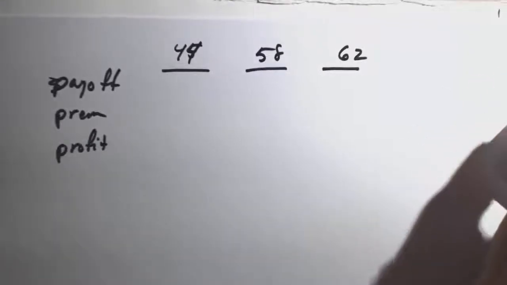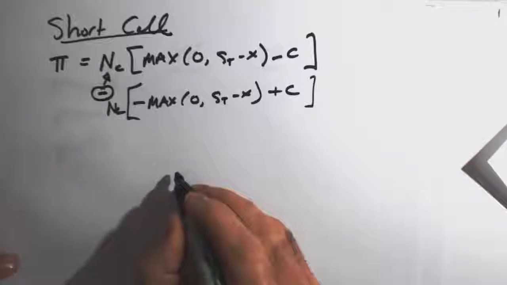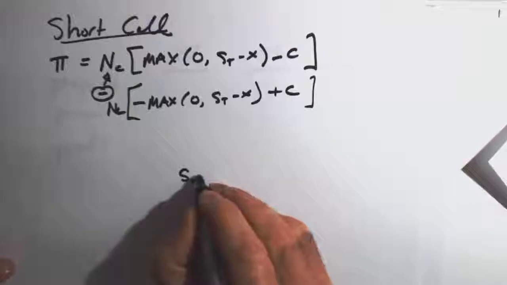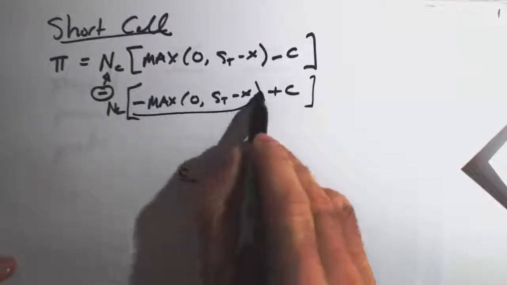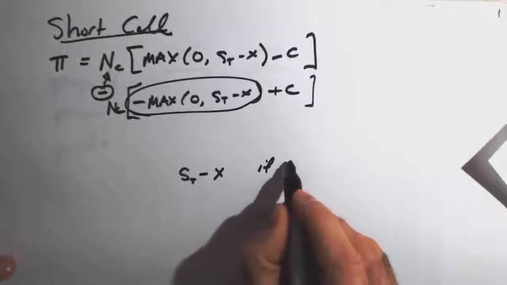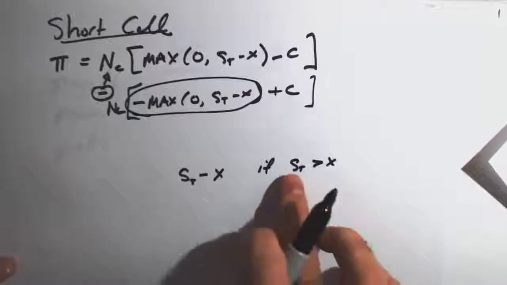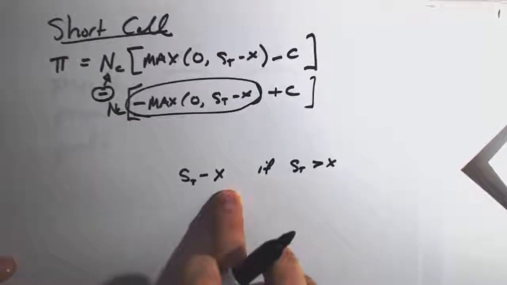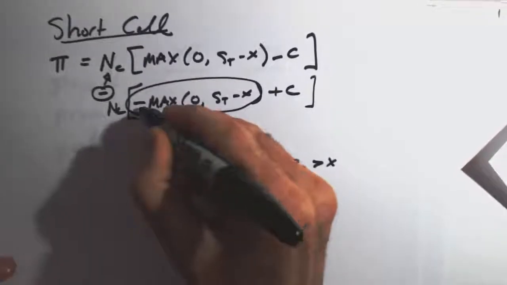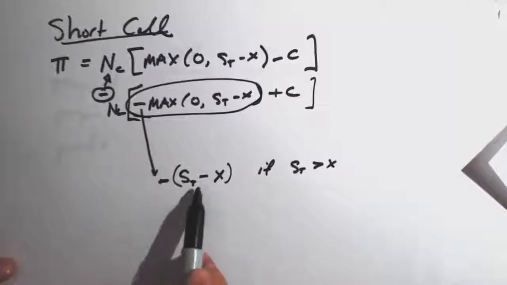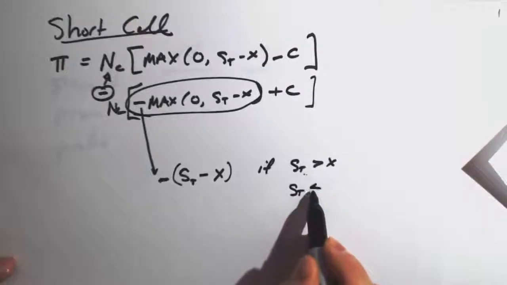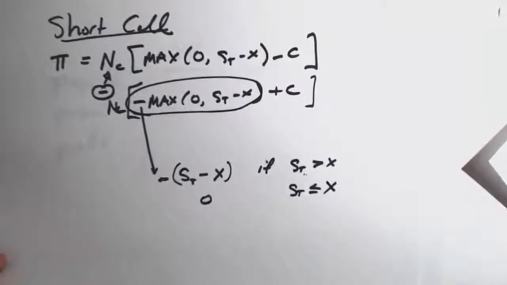Now what you want to keep in mind, if you want to conceptually lay this out, is that your payoff is ST minus X if ST is greater than X. If the option's in the money, this is the payoff to the holder. But since you're short, you throw a negative sign in front of the payoff if it's in the money. If it's out of the money, ST is less than or equal to X, the payoff is 0.